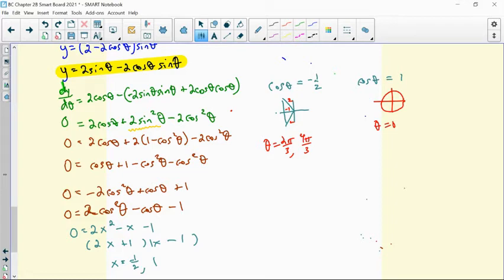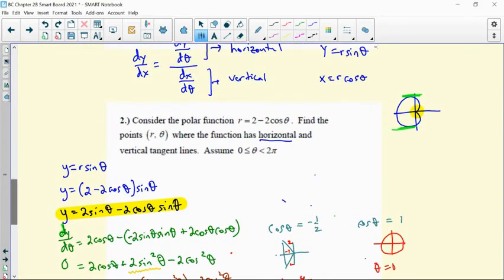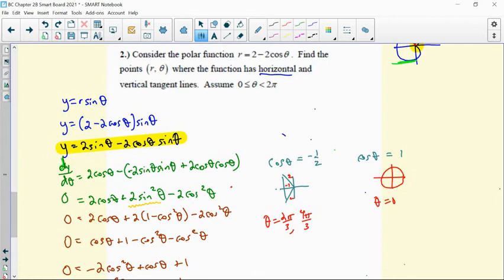Now, actually, remember how I talked about that suspicious point? It actually happened right here. Because think about it: when theta is 0, cosine of 0 is 1, so you get 2 minus 2, which is 0. So you actually get this point right here, that cusp. Now, that is not a horizontal tangent line. It's an undefined point. So I have to be a little bit knowledgeable of these cardioids, that this is an extraneous solution, because there's a cusp there. So it's not a horizontal tangent line at 0.